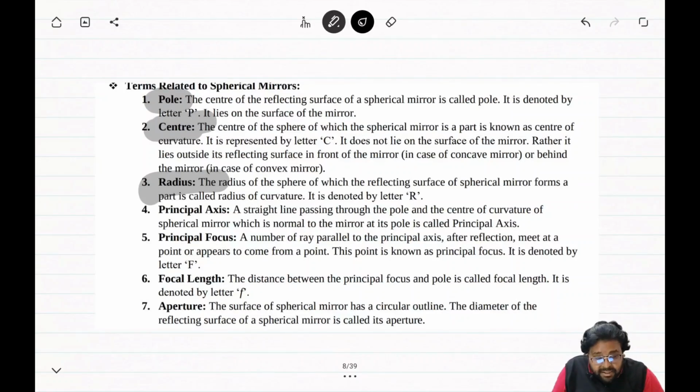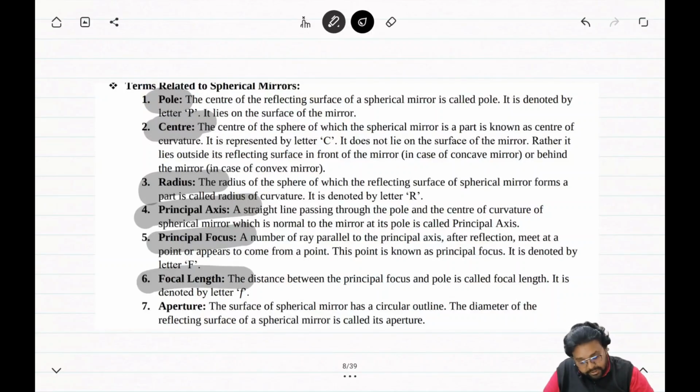Now there is an imaginary line which joins the center of curvature and pole, that is known as the principal axis. Now what is principal focus? If light rays are coming parallel to the principal axis, after reflection they will either meet at a point, that means converge, or they will diverge from a point. That point is known as the principal focus. And the distance between the principal focus and pole is the focal length.